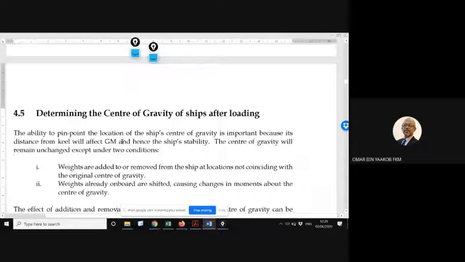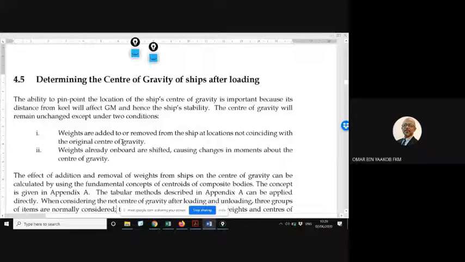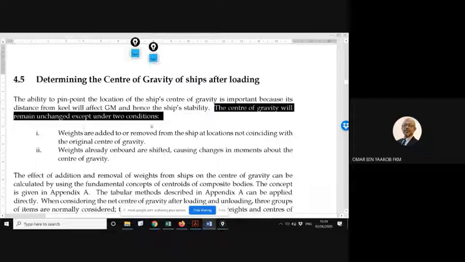So, as we said earlier, if we can control the center of gravity, we can control GM. If we can bring the KG low, then GM is safe. That is good. The center of gravity of the ship, this one is a question in the quiz, will remain unchanged except under two conditions. One, weight is added or removed from the ship at a location not coinciding with the original center of gravity.